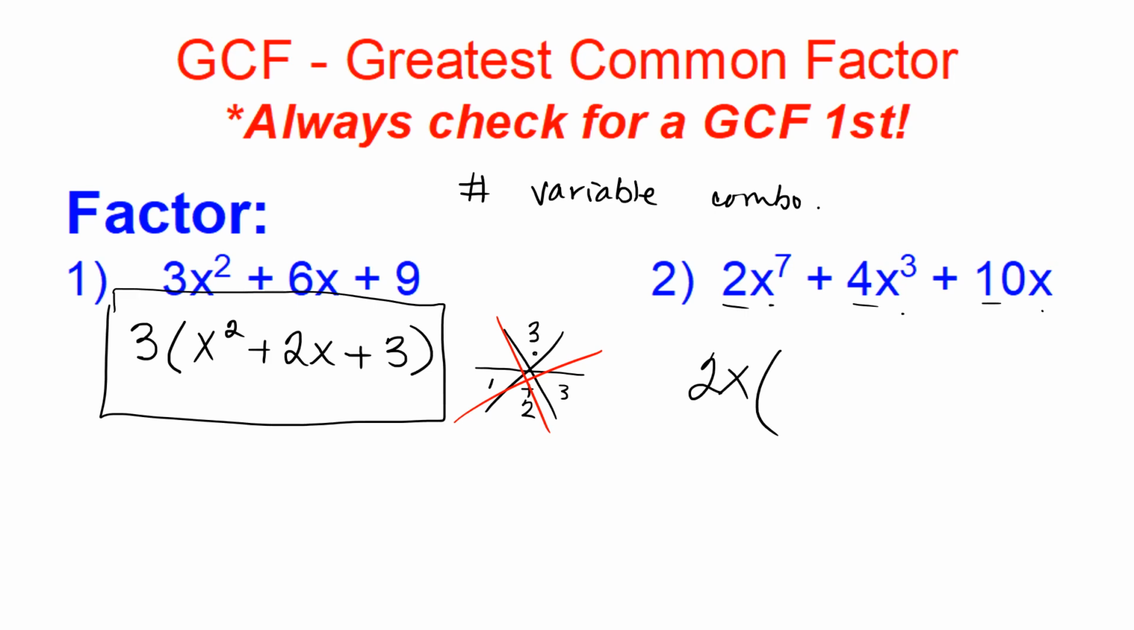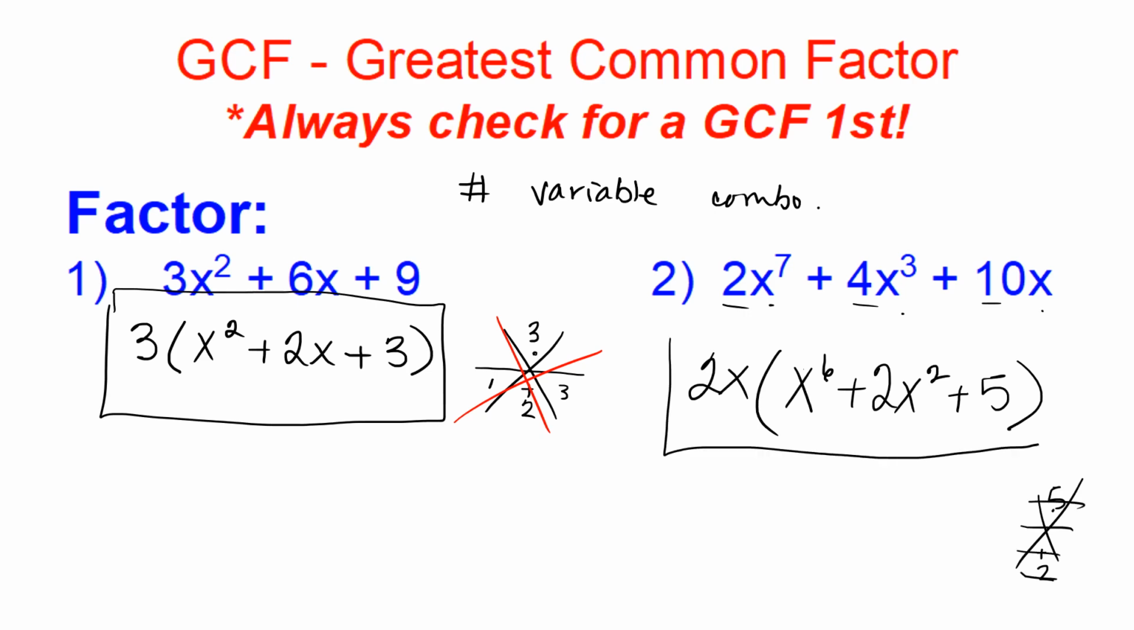So 2x to the 7th divided by 2x would give me x to the 6th. 4x cubed divided by 2x would give me a positive 2x squared, and 10x divided by 2x would give me a positive 5. Again, if you tried to factor this one, there would not be anything that would multiply to 5 and add to positive 2, so it doesn't factor any further, just had the GCF.